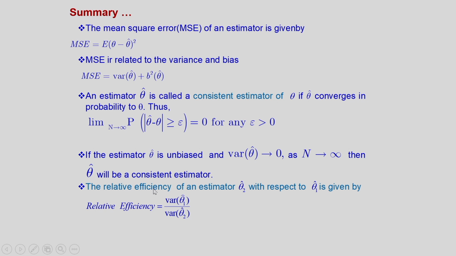The relative efficiency of an estimator theta 2 hat with respect to theta 1 hat, which has lower variance, is given by variance of theta 1 hat divided by variance of theta 2 hat.